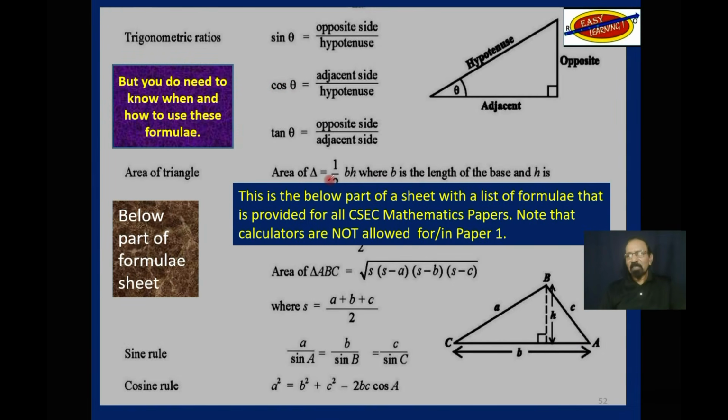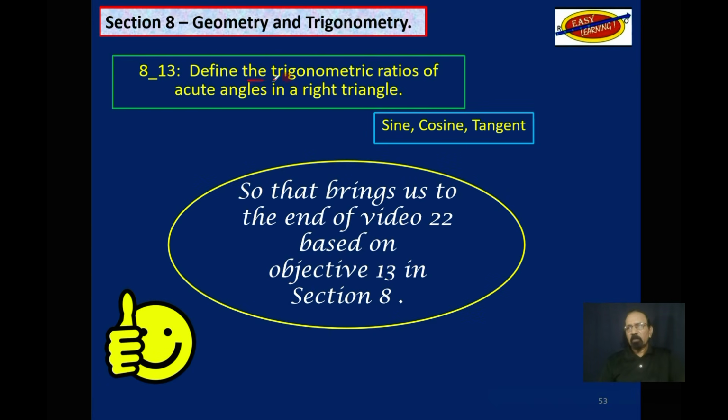So remember what I said. This is the below part of this sheet with the formula that is provided by CSEC for the math examination papers. Note, calculators are not allowed for paper 1. And while this objective requires you to define these, the definitions are there. I explained what the definitions are and what they mean. So define the trigonometric ratios of acute angles in a right triangle, sine, cosine, and tangent. And that brings us to the end of video 22 based on objective 13 in section 8.